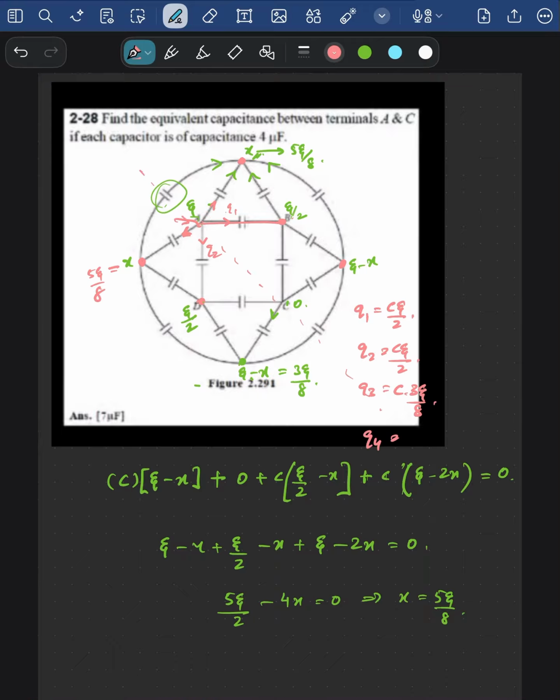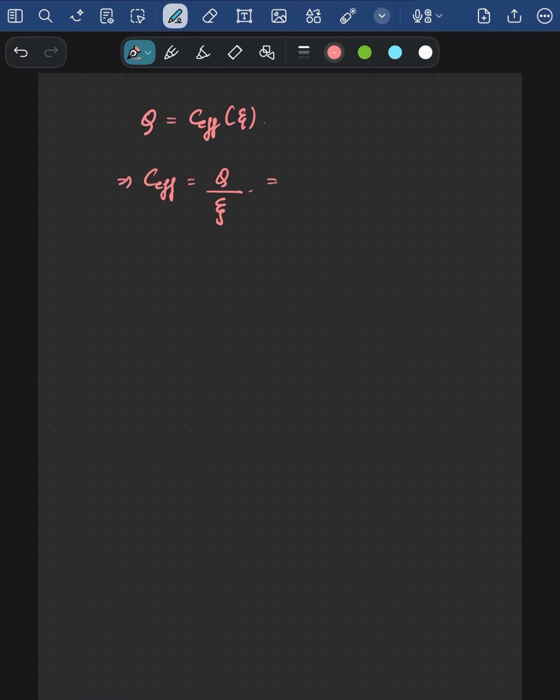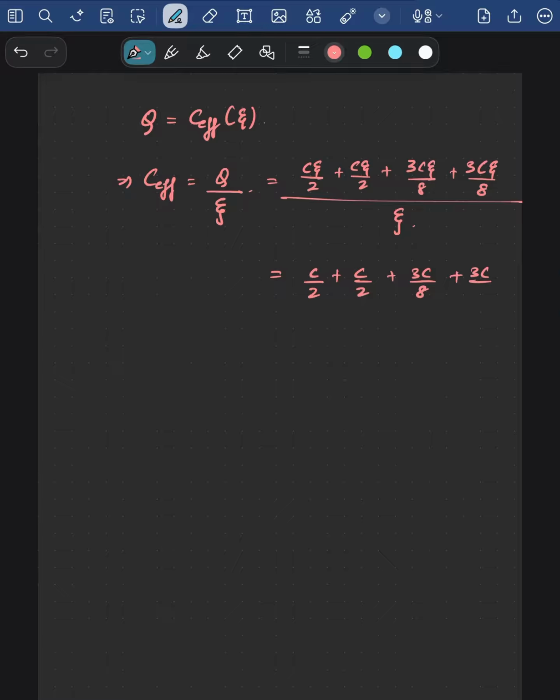And similarly, Q4 is the charge flowing into this capacitor. Again, this potential difference is 3E by 8, so charge on that capacitor will be equal to 3CE by 8. Right. So making use of this, your Q is equal to Q1 plus Q2 plus Q3 plus Q4, which is CE by 2 plus CE by 2 plus 3CE by 8 plus 3CE by 8. And this divided by E will be your C effective. So that will become C by 2 plus C by 2 plus 3C by 8 plus 3C by 8. So this will become C plus 3C by 4, that is equal to 7C by 4. So your effective capacitance in this case is equal to 7C by 4.